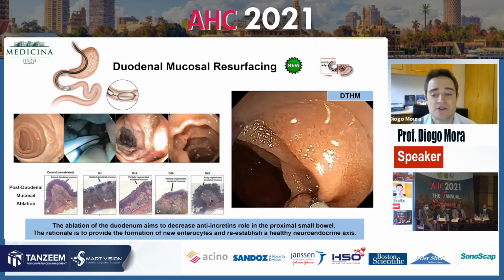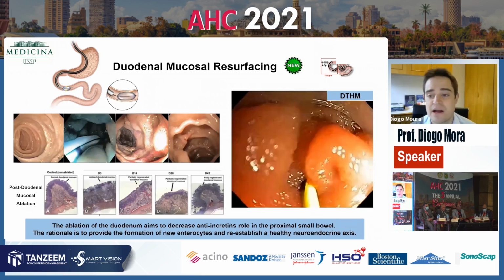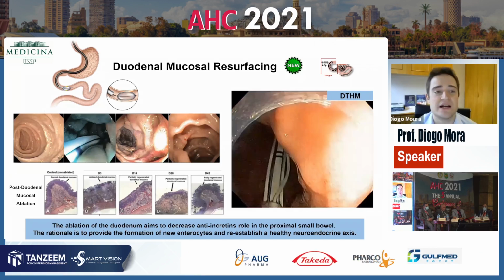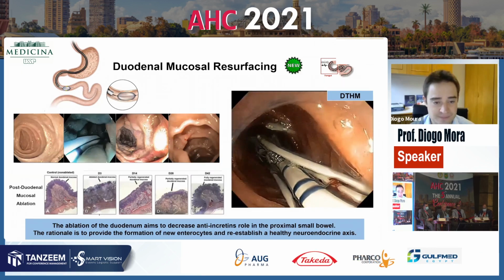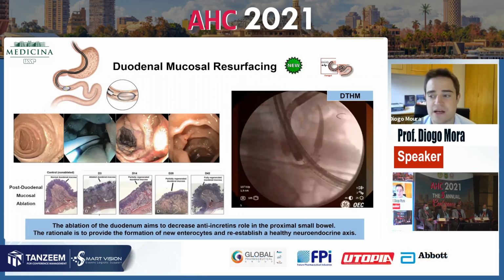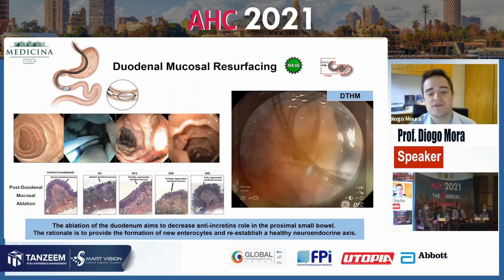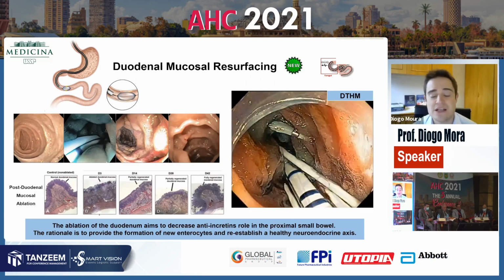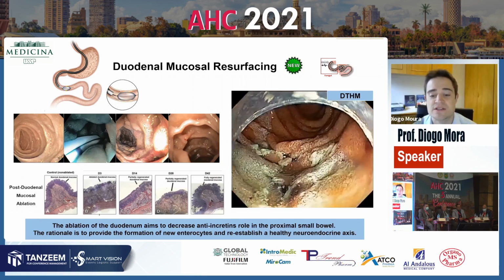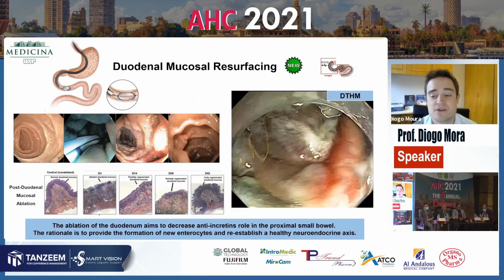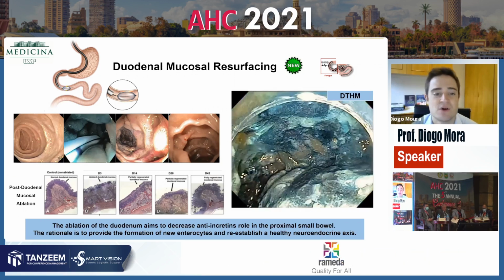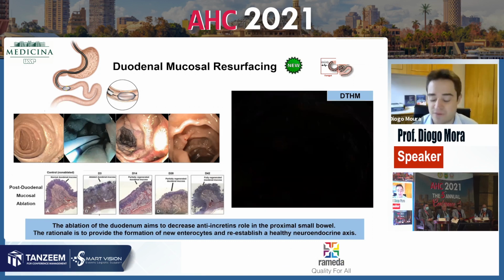Duodenal mucosal resurfacing, we also did this trial in our hospital, the international trial. And the mechanism of action is just the foregut effect. So we do the ablation of the duodenum to decrease the anti-incretin's role in the proximal small bowel. And the rationale is to provide the formation of new enterocytes and reestablish a healthy neuroendocrine axis. So you burn the mucosa, and you're gonna have a new mucosa soon, and then you can have the benefits of this procedure. It's quite an interesting approach.